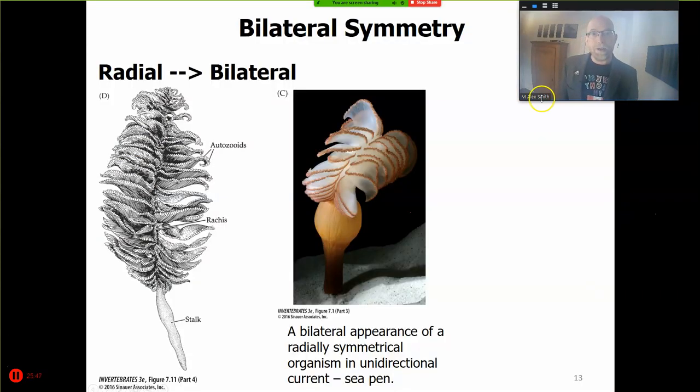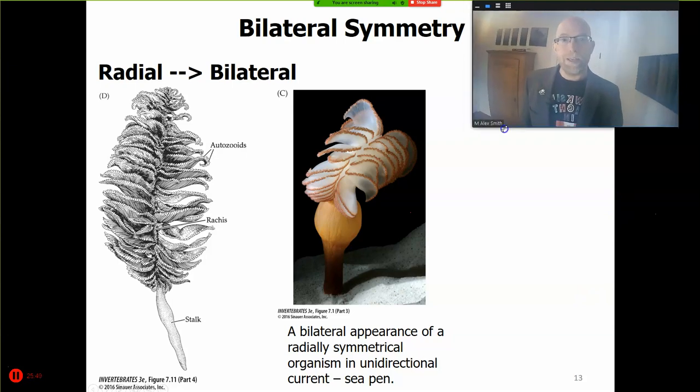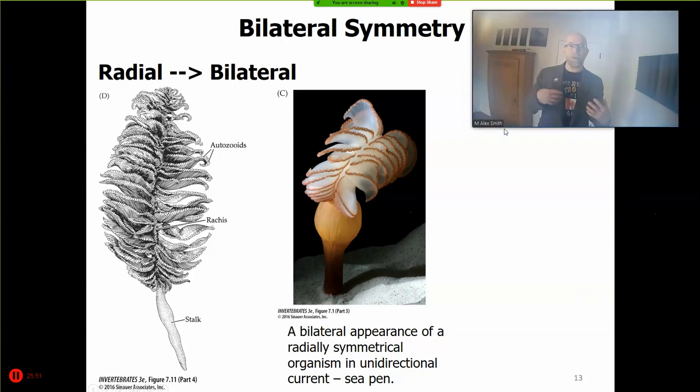What we've seen in a number of cases in the evolution of metazoans is the secondary adoption of an alternate form of symmetry. And that secondary adoption always has to do with gradients, potentially with feeding gradients. So in this transition, the sea pen, an anthozoan, you're seeing here evident bilateral symmetry of a radially symmetrical organism.